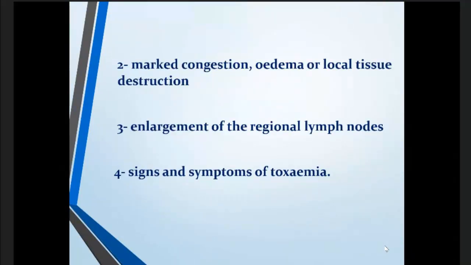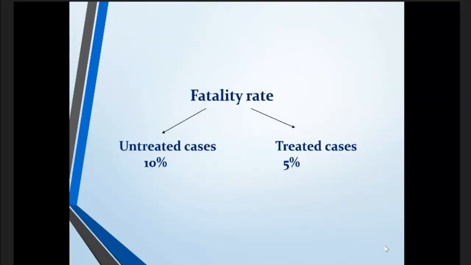We also may see at the area of infection congestion, edema, and also local tissue destruction. Enlargement of regional lymph nodes also is one of the characteristics of the disease, with signs and symptoms of toxemia. The fatality rate of diphtheria in untreated cases may reach up to 10%. Among treated cases, it reaches up to 5%.